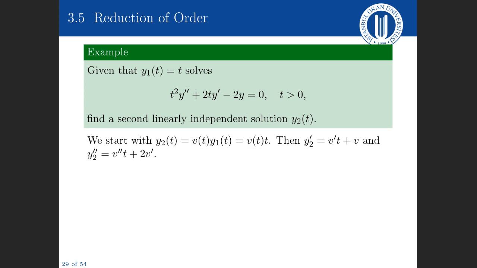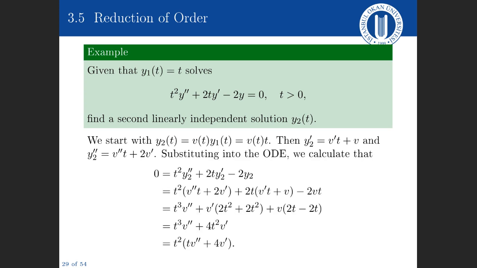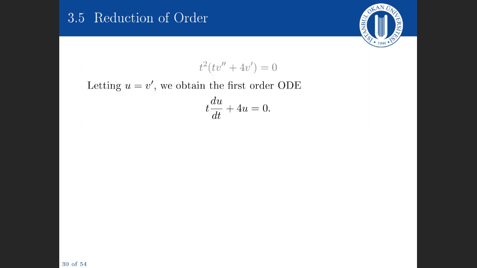Differentiate two times and put into the differential equation. This time I'm going to skip through this quickly, but I leave this for you to double check at a later date. We get 0 is equal to t squared, t v double prime plus 4 v prime, and of course, plus 0 v, because we always have plus 0 v when we do reduction of order. We can cancel off the t squared. We're left with t v double prime plus 4 v prime is equal to 0. And we can do the substitution u is equal to v prime to get our first order differential equation: t du/dt plus 4 u is equal to 0.